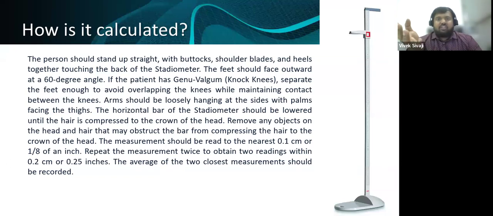So you get a person to stand straight, with their head, the buttocks, and the legs straight, unless they have a knock knee, in which case feet slightly apart so that there is no overlap, right? And a measurement is taken twice, and an average is considered. Now, a large range of different age ranges and different parts of the country, different parts of the region is actually analyzed, and based on which they calculate what is considered to be the average height of a person in a place, right?